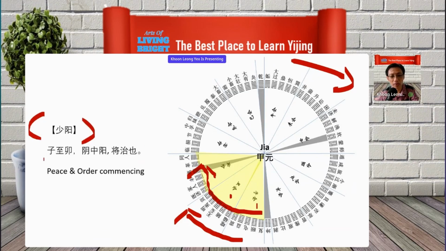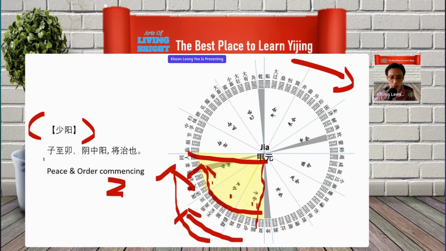So 子至卯, that means from 子丑寅 up before hitting 卯, it is 阴中阳, meaning that we can start to see things start to get into order. Peace could be coming back. It's just like plants starting to grow, starting to sprout. You can see greenery, you can see spring. Peace and order commencing for this period, called the 少阳.